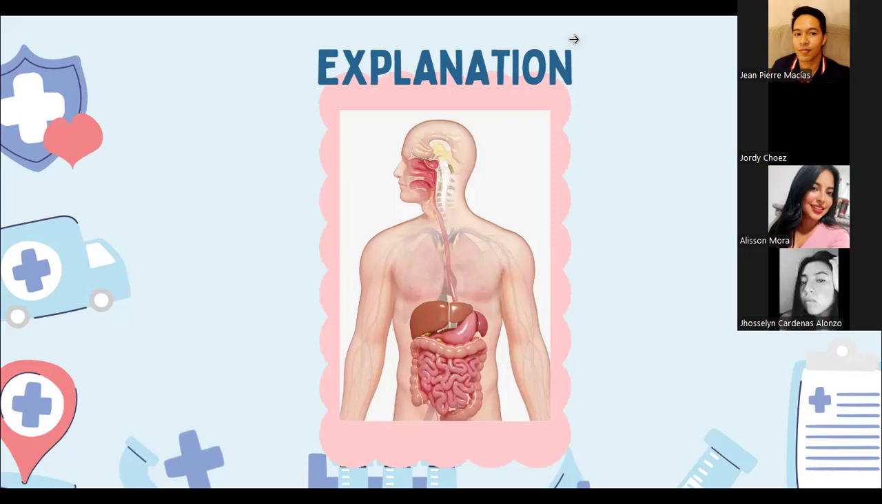Okay, I am going to talk about the small intestine. It is a long tube-shaped organ that connects the stomach with the large intestine. It is almost 20 feet long and folds several times to fit inside the abdomen. The small intestine has three parts: the duodenum, the jejunum, and the ileum.